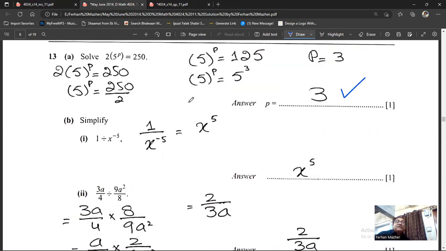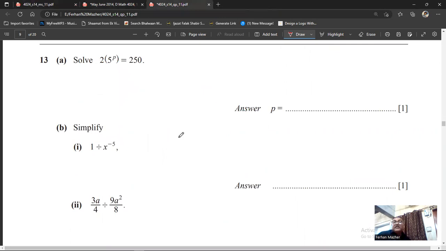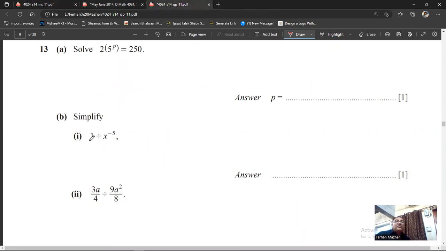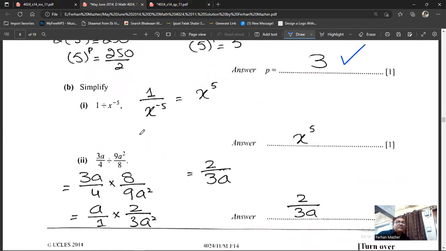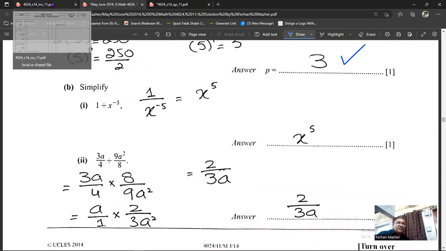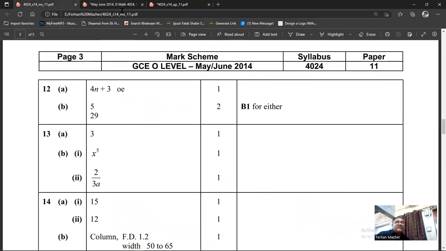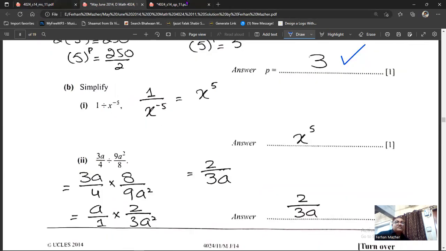Question 13a part. Question 13b part. Simplify 1 divided by x raised to power minus 5. So this will be 1 divided by x to the power minus 5. This x, bring it upstairs, the power will become positive. So x raised to power positive 5. So x raised to power 5, that's the right answer. This is the solution.